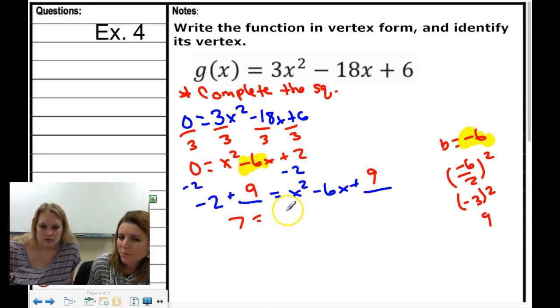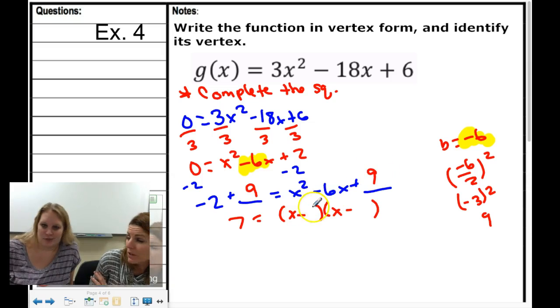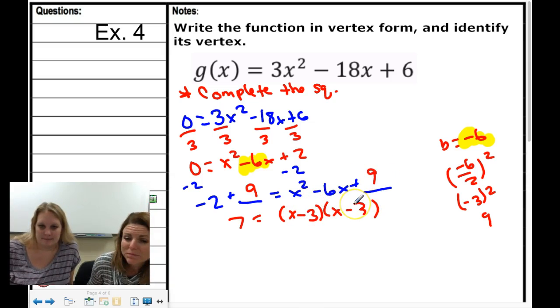Let's do the 2 sets of parentheses right away. So we need 2 numbers that multiply to 9 and add to -6. So they have to both be negative, and they have to be the same. It's 3 and 3. Perfect. And now how many x minus 3's do we have? We have 2 of them. So we'll square it.